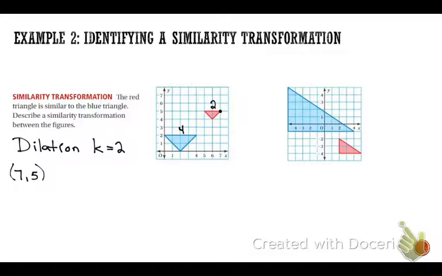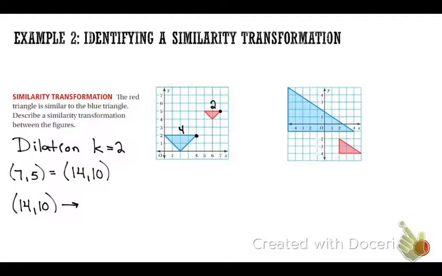I'm going to dilate that ordered pair as if I'm making the red one the same size as blue. Y'all see what I'm doing? I'm going to dilate this point. So what happens when I multiply it by 2? 14, 10. Now this ordered pair corresponds with the right point on the blue triangle. So 14, 10 means the red one is now the same size as blue. So now I can compare the translation between the corresponding points. What's the ordered pair for the blue point that corresponds? 4, 2.